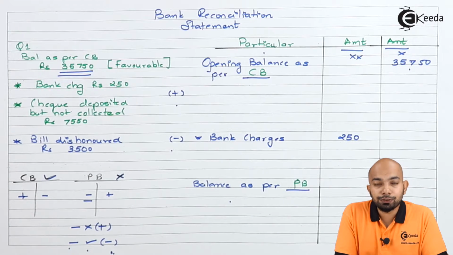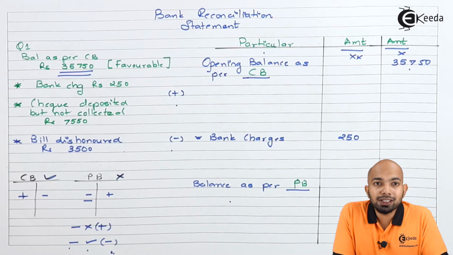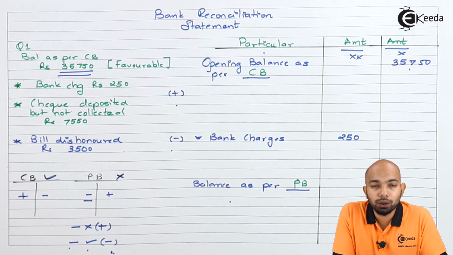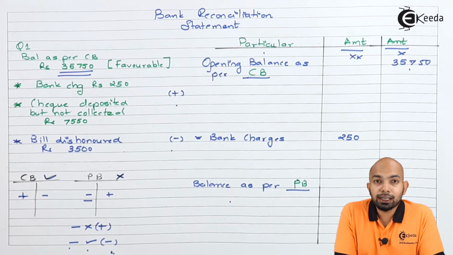The next transaction refers to check deposited but not collected, rupees 7,550. Now when we talk about check deposited, the first transaction goes in the cash book and not in the passbook. So the transaction has already been mentioned in the cash book, and the effect needs to be shown in the passbook. If the check has been deposited, that means this specific transaction should be shown on the debit side or on the credit side of the passbook. Which one will it be? Yes, you're correct. It will be on the credit side of the passbook.